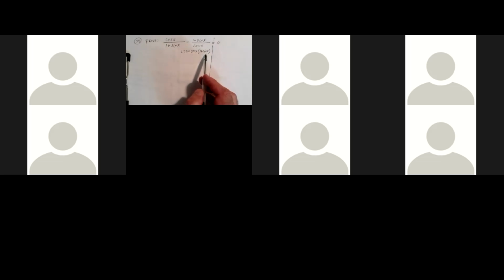Now that we have our LCD, we're going to build these fractions up into equivalent fractions that both take on the least common denominator. So what do I have to multiply the top and bottom of my first fraction by to accomplish that? Anybody? Mark Brooks, are you with us this morning? What would I multiply this first fraction by so that I build it up into an equivalent fraction where its denominator must be cosine x times 1 plus sine x? What do I multiply top and bottom of this by?